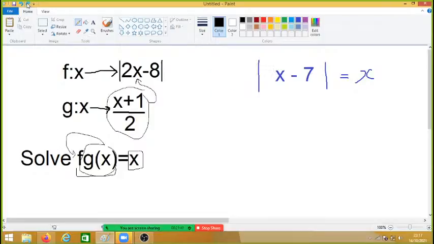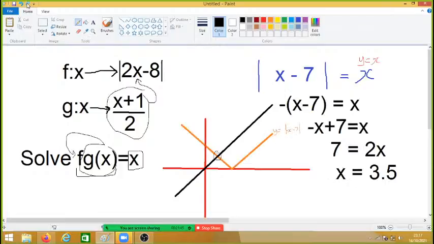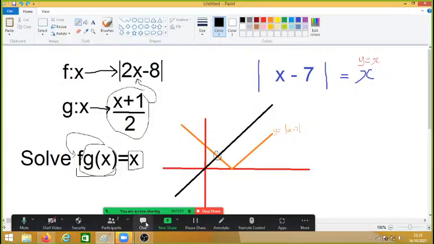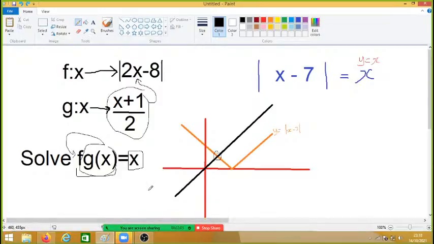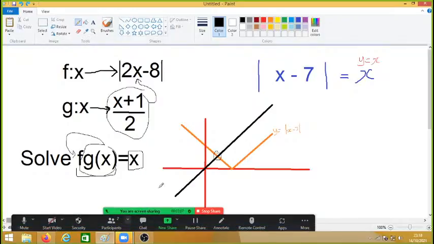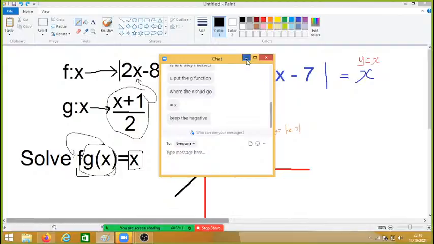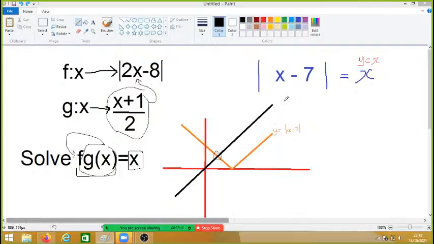And now the graph will help us picture where the solution is. But once we've figured out that the solution is here, then what does that tell me to do with my equation, particularly the modulus side of things, knowing that the solution is there? Okay, this was a key bit. So let's see what Aisha is saying. So keep the negative, not keep the negative, but put a negative instead of the modulus sign.